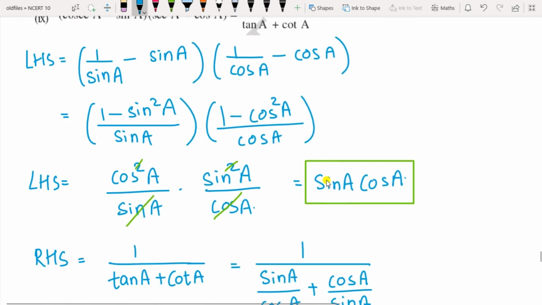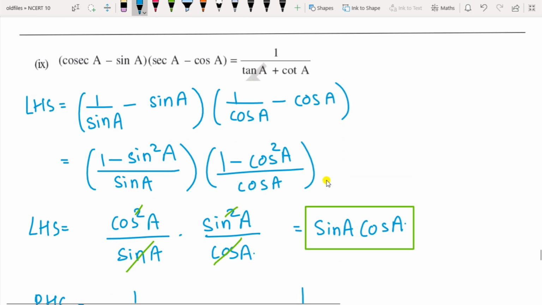Question 9. (Cosec A minus sin A)(sec A minus cos A) equal to 1 upon tan A plus cot A. In place of cosec, you can write 1 upon sin, and in place of sec, write 1 upon cos. Take the LCM here. So it will be 1 minus sin square A, which is cos square A, upon sin A, and 1 minus cos square A, which is sin square A, upon cos A. So you can cancel 1 sin A and 1 cos A. It will be sin A into cos A. Okay, so that is the value of LHS.